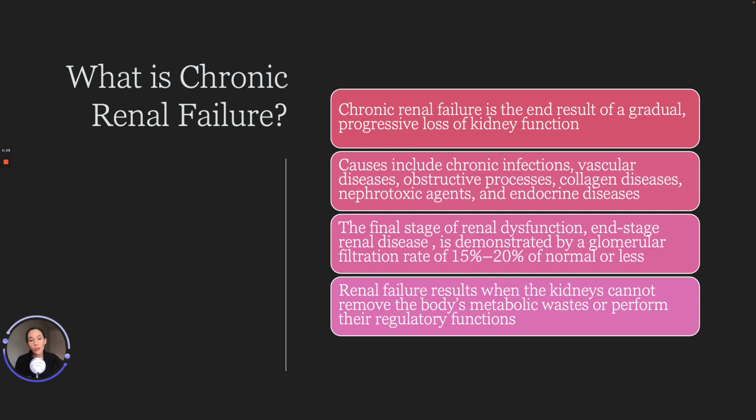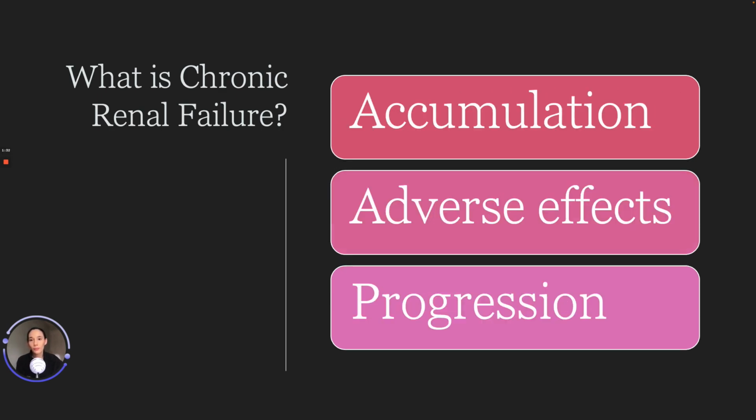And the final stage of renal dysfunction, end-stage renal disease, is demonstrated by a glomerular filtration rate of 15% to 20% of normal or less. Renal failure results when the kidneys cannot remove the body's metabolic waste or perform regulatory functions. So substances that are normally eliminated in the urine accumulate in the body as a result of impaired renal excretion, affecting endocrine and metabolic functions, as well as fluid, electrolyte, and acid-base balance.